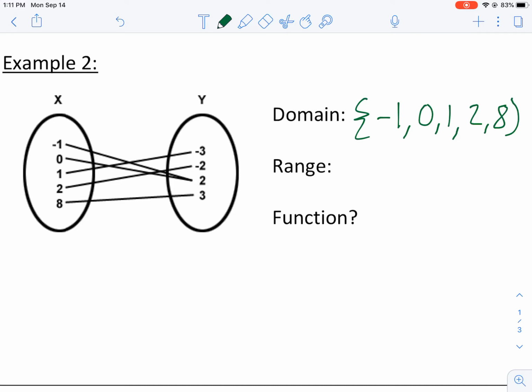Then we have range. The range would be all the Y values. So we have {-3, -2, 2, 3}.